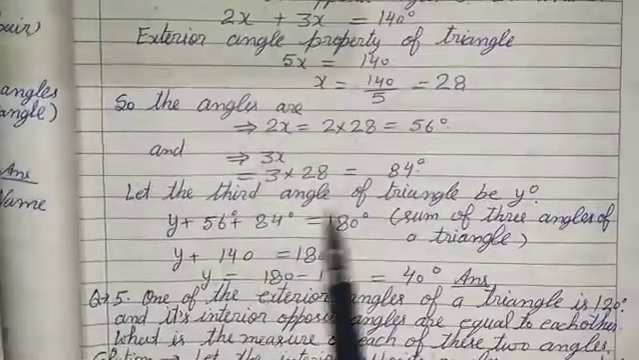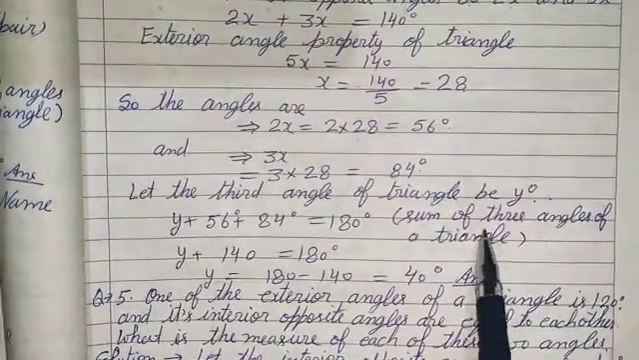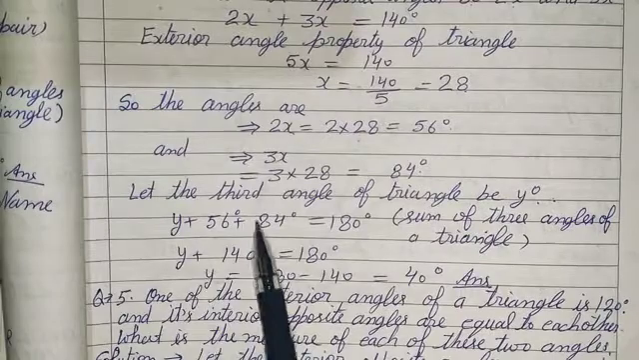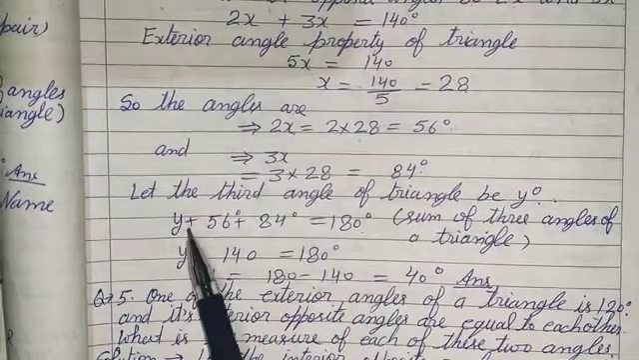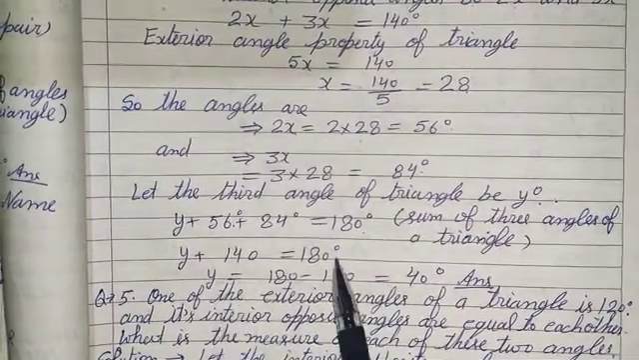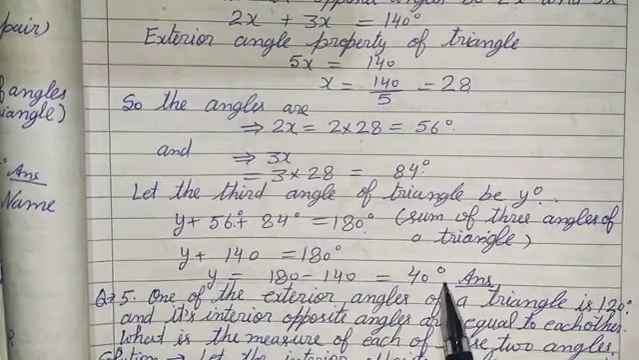Now let the third angle of the triangle be y degrees. By the angle sum property of the triangle, all the angles sum to 180. So y plus 56 plus 84 equals 180, and y equals 40 degrees.